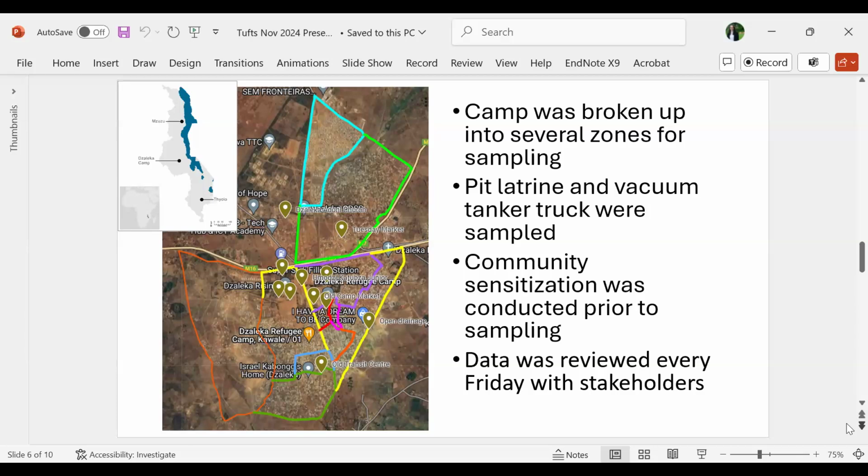However, data was under a strict non-disclosure agreement to ensure that there was no stigma to camp residents or that the data was not leaked to the media. Here's a recent video where we are conducting pit latrine sampling for pathogens to give you an idea of the sampling method.